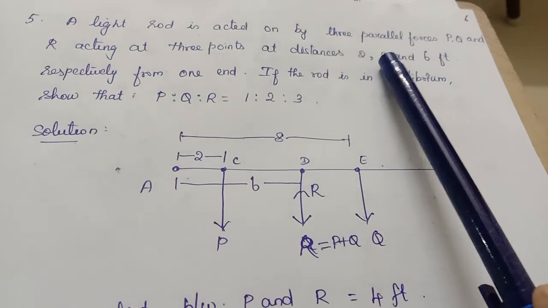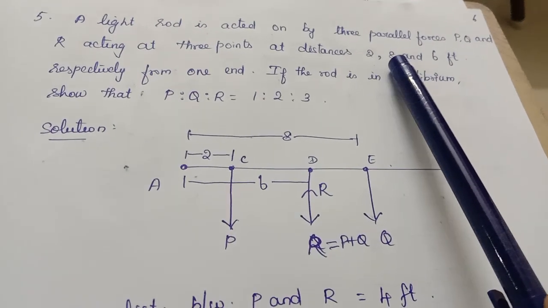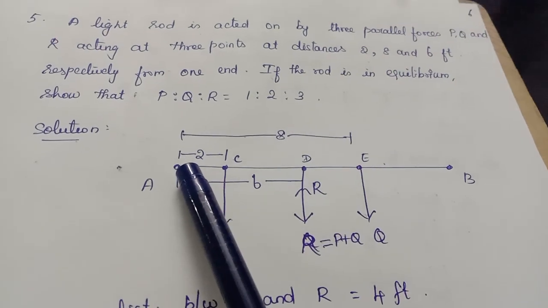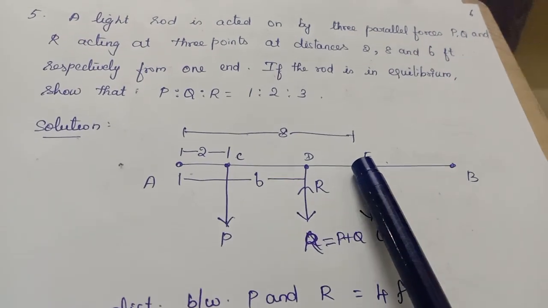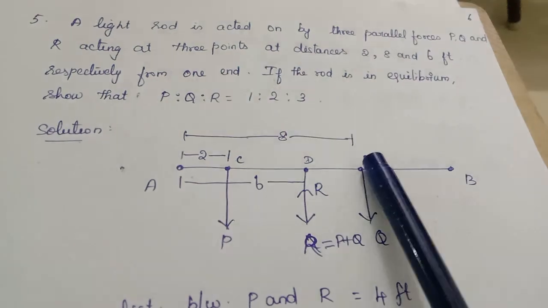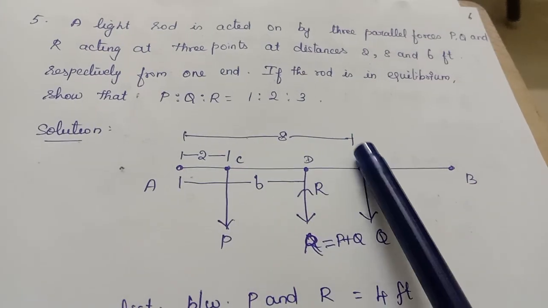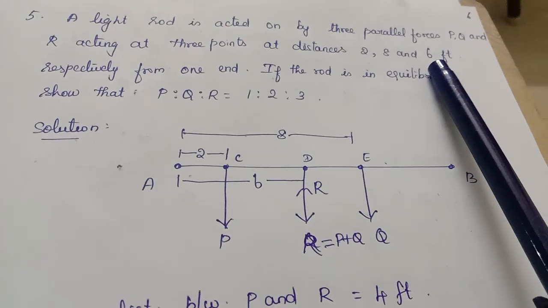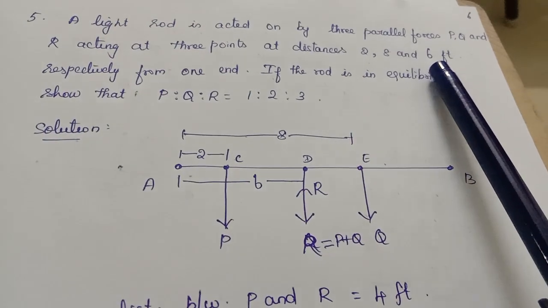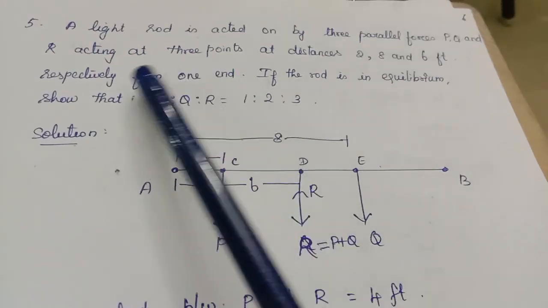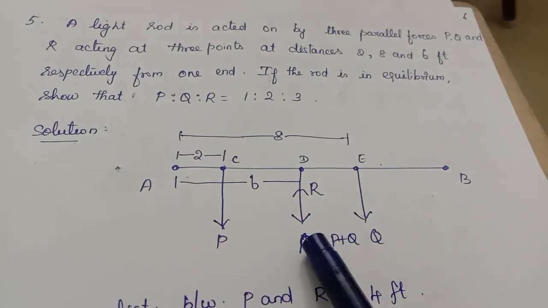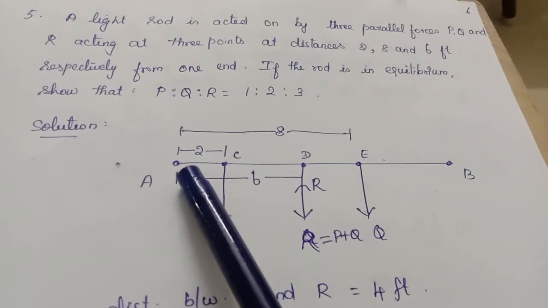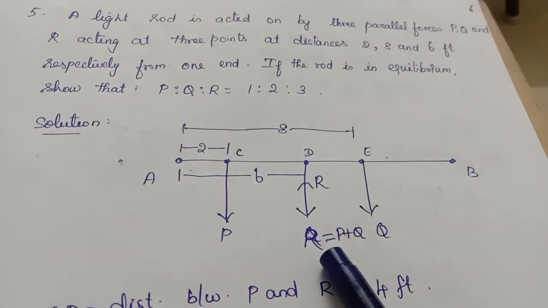The second force is Q and it is acting at a distance of 8 feet. So let me assume here the second force Q is there and it is acting at 8 feet distance. Let me take this point as E. It is acting at 8 feet of distance and let this be Q. Another force is at 6 feet, which is my third force R, which is acting at 6 feet distance. So this is 6 feet distance.